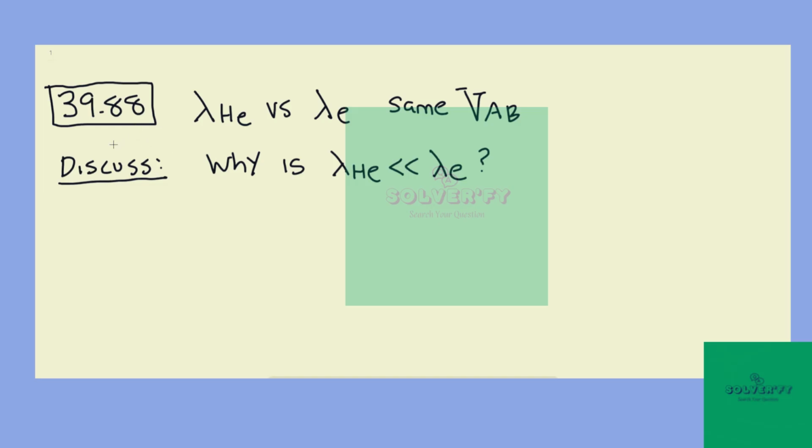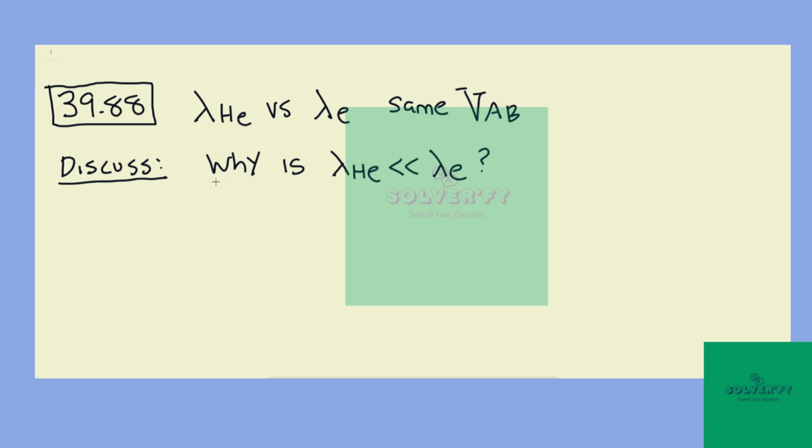Okay, in this problem we have a discussion as to why the wavelength of a helium atom would be much, much less than the wavelength of an electron if accelerated through the same potential difference. So if both of these particles are accelerated through the same potential difference, we can assume they have the same kinetic energy just by conservation of energy.